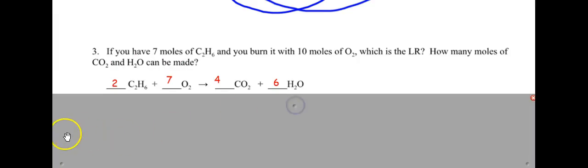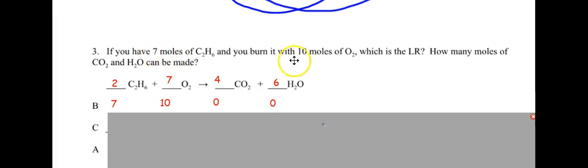All right, so you did. Did you first balance it right? Okay, hopefully you did. Then what? Did you create your BCA table? So you put in your 7 and your 10. So that's where these numbers came in, right? Also you have 0, 0.